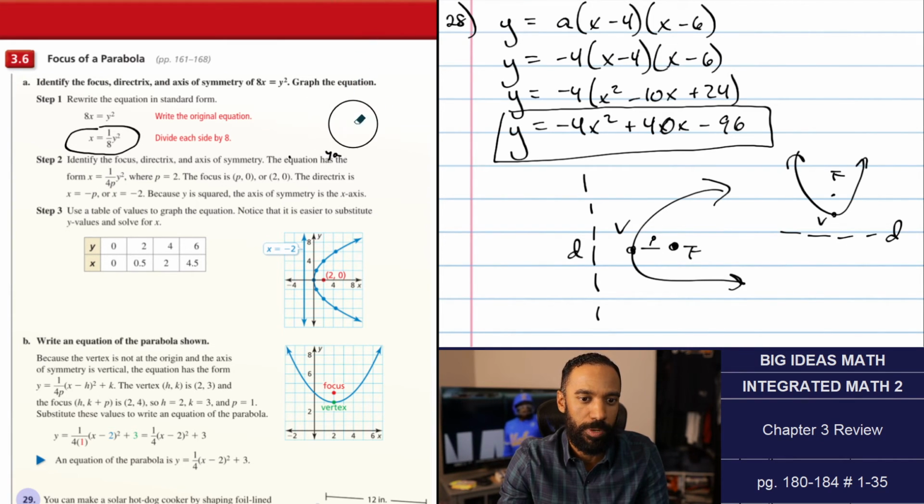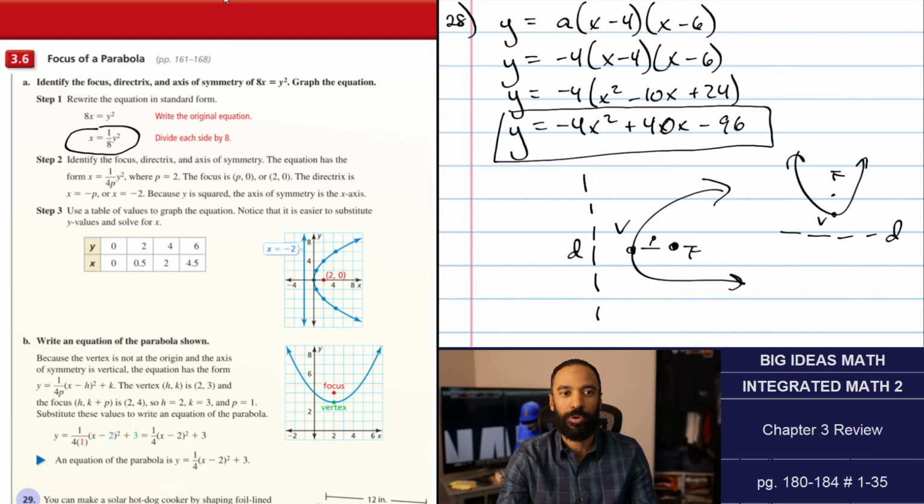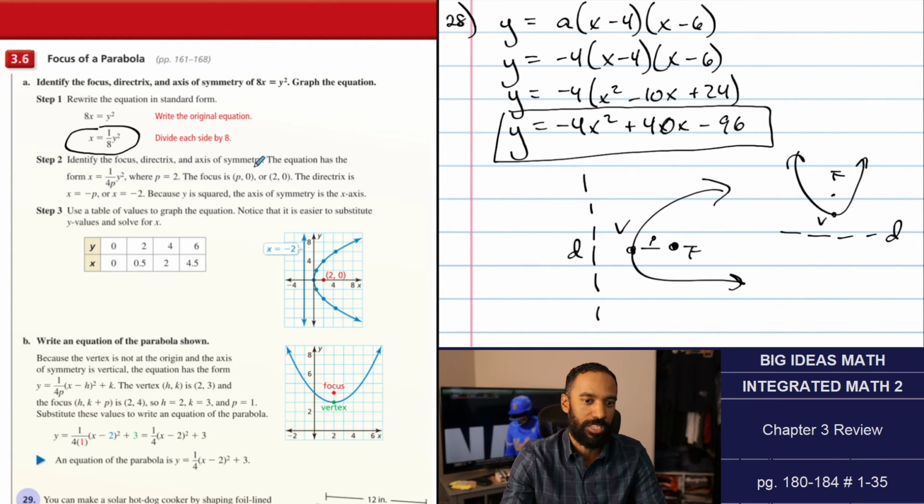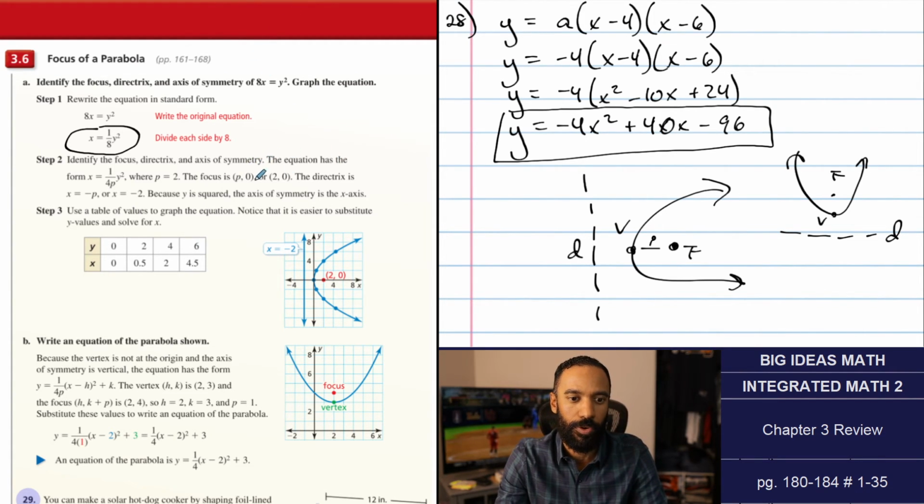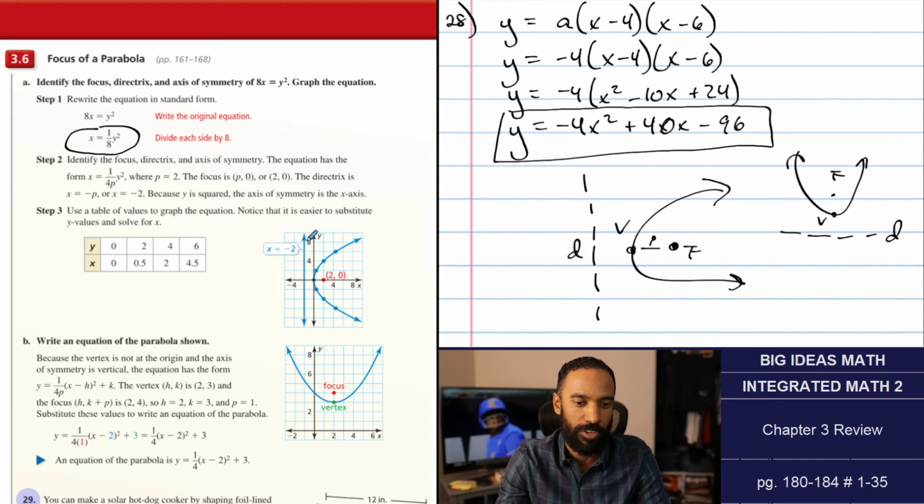This p value happens to be 2 if you set it up that way. So the focus is 2 away from the vertex. If the origin is at (0, 0), this focus is at (2, 0), 2 away from there. The directrix is 2 units in the other direction, so x equals negative 2. So we can see right here, vertex at the origin, 2 units away here is your focus. 2 units here is the start of your directrix where you can draw your line.